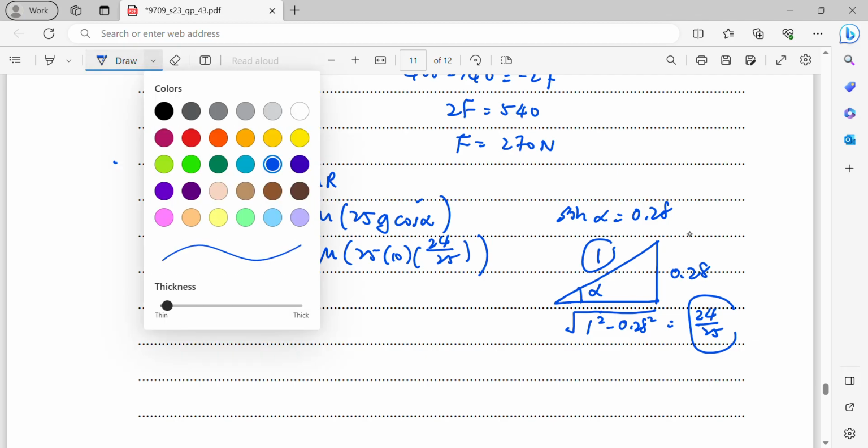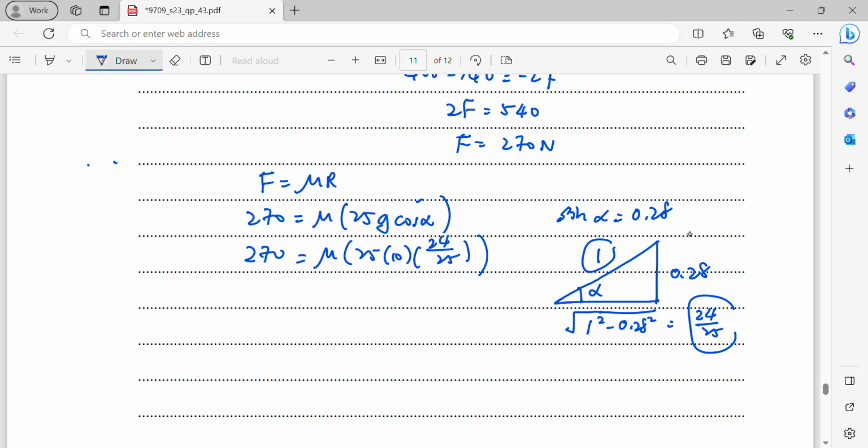Alright, so now for your mu, you can just cancel off the 25. Then this is 240 on the left hand side. Then I will get 270 over 240, which means you are getting 9 over 8. So this is the coefficient of friction for this question.